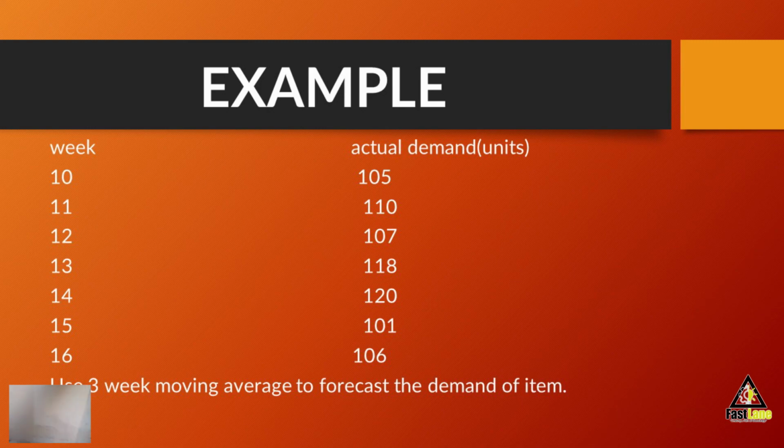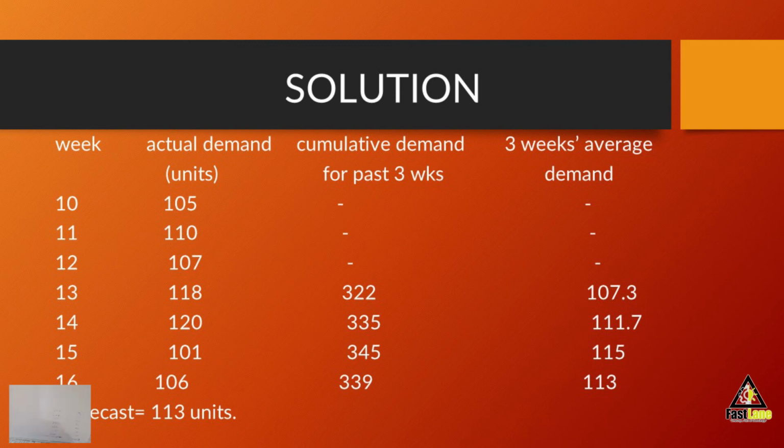So we are given that in our question, but now they want us to use the 3-week moving average to forecast the demand of the item. For us to get the forecast, we shall first get the cumulative demand for the past 3 weeks. So we add the column of cumulative demand for past 3 weeks.